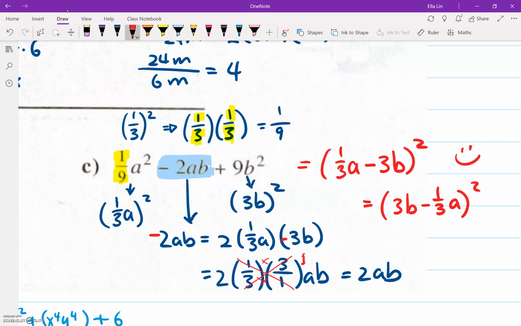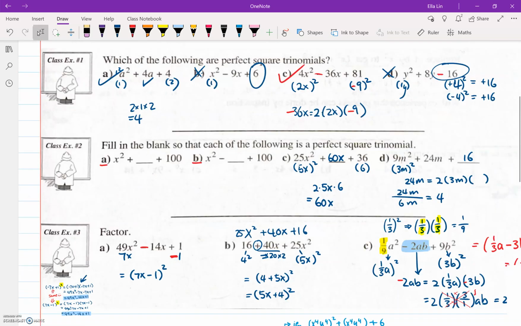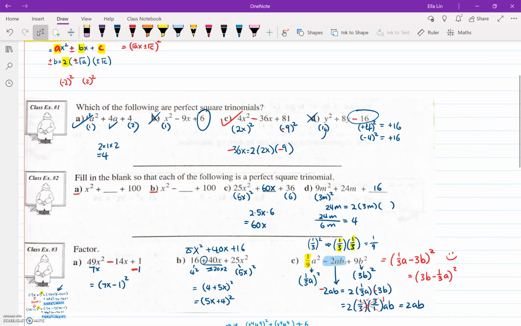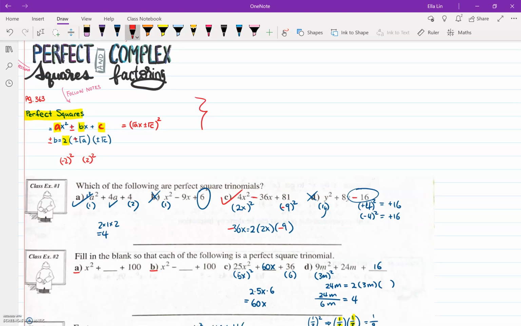Both work, okay? So before I move on to the next part, I would like you guys to try questions 1 to 3 in your homework. So for this part, questions 1 to 3 will help you practice doing perfect squares. Next video is going to be about complex factoring, and you can click on that on the side here.